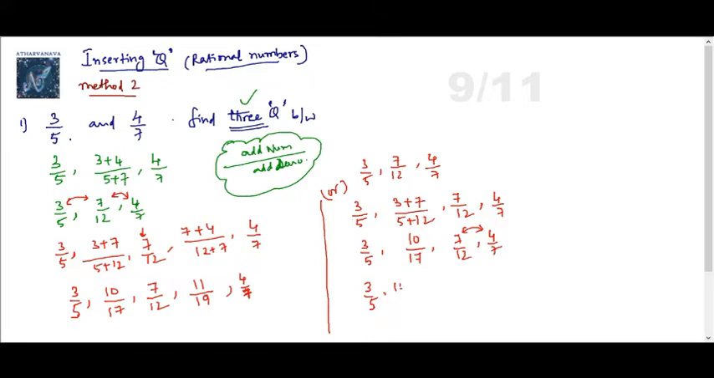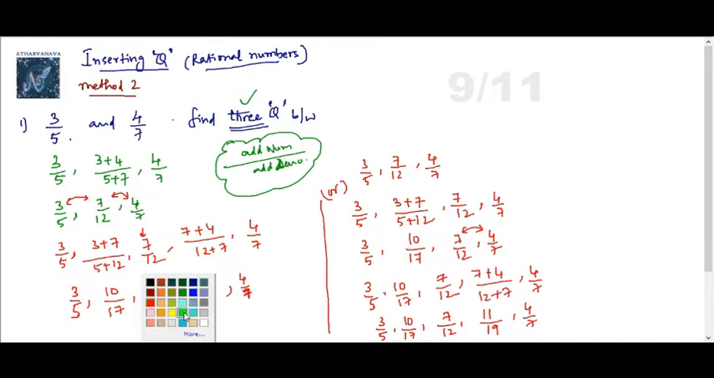3 by 5, 10 by 17, and then write 7 by 12 as it is, then 7 plus 4 by 12 plus 7 comma 4 by 7. So 3 by 5, 10 by 17, 7 by 12, 11 by 19, 4 by 7. These are the numbers which are in between. So you can make out very clearly 3 numbers are existing, 1, 2 and 3.